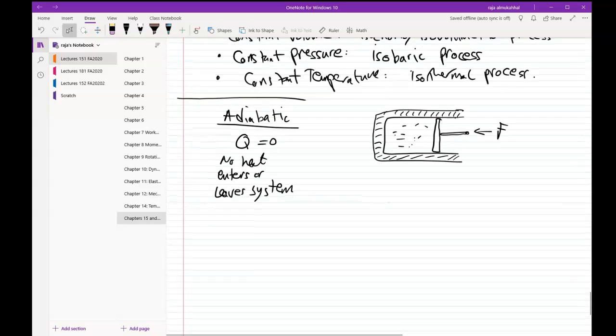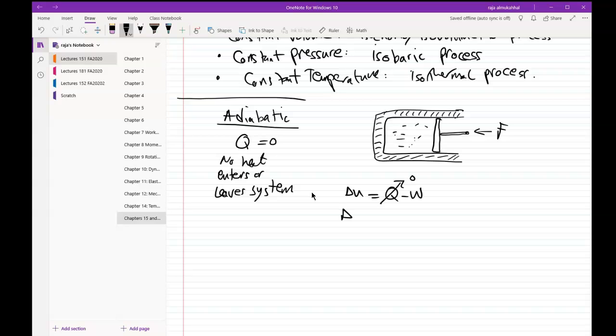So if I apply the first law of thermodynamics, which says delta U equals Q minus W, and no heat is added, that means Q is 0. So in this case, the change in the internal energy is equal to the negative of the work. See that? If the gas expands, then the work is positive, and delta U in this case is negative.